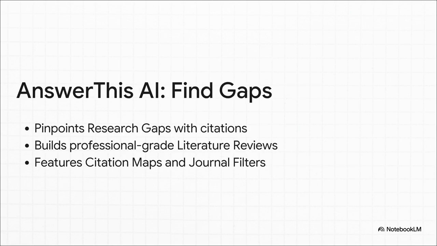So, knowing what everyone agrees on is great, but real breakthrough research? That often starts with finding what's missing. And that, right there, is what a tool like Answer This AI is all about. It's built to zero in on those super valuable research gaps. It looks at all the literature to show you not just what's been studied, but what hasn't, and where you can make your mark. It even has these cool citation maps that show you how ideas connect, helping you find that perfect little opening for your own work.